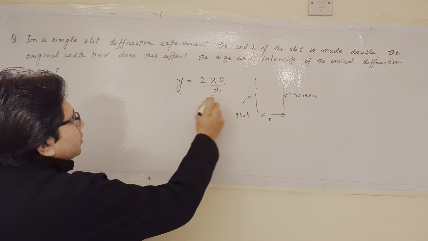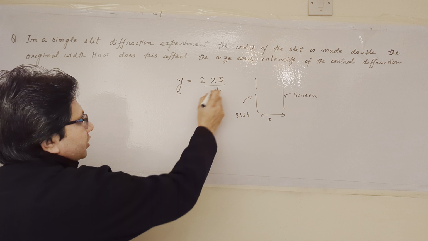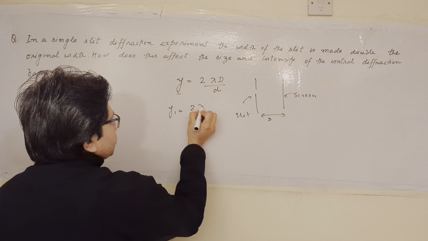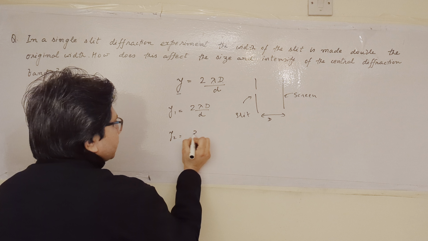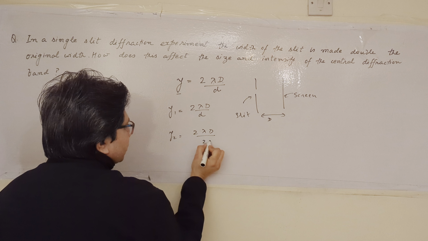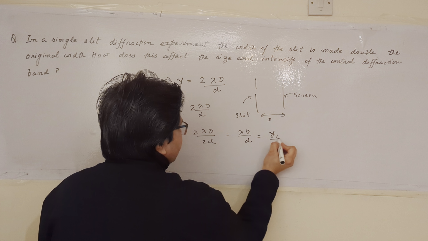So if the width of the slit is doubled, for example this small d is doubled, we can say that in the first case y1, the width of the central maximum, is 2 lambda capital D upon small d, whereas in the second case it becomes y2 equals 2 lambda capital D upon 2d. So this is the value of the central maximum when the width of the slit is made double. This is equal to lambda D upon small d. Now this value is equal to y1 upon 2.